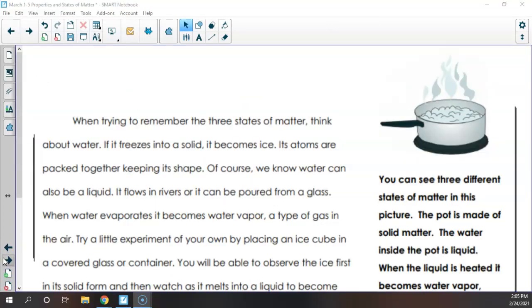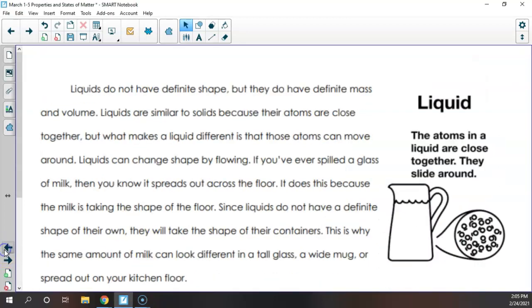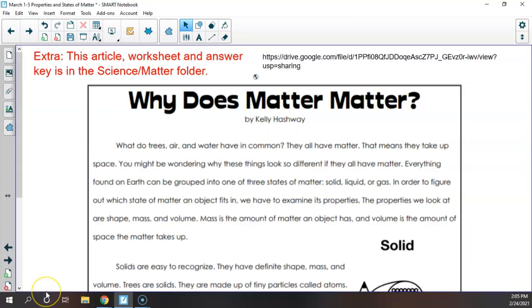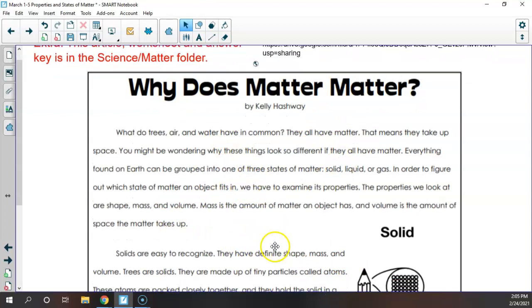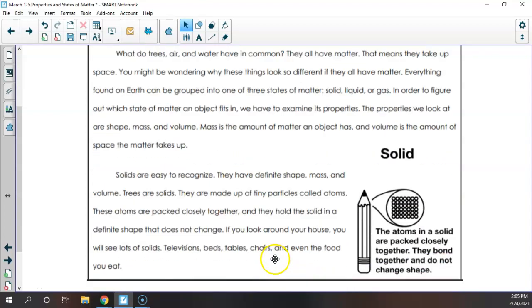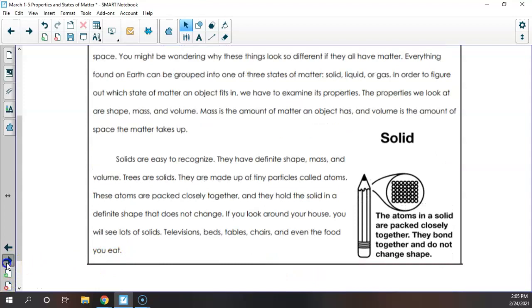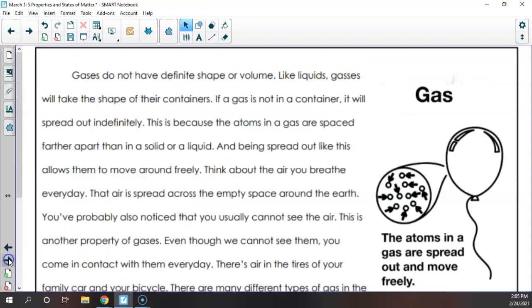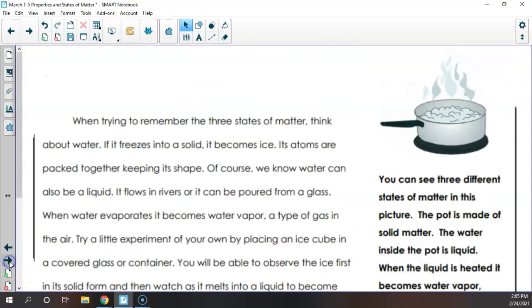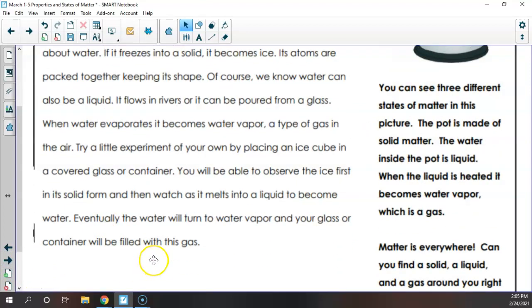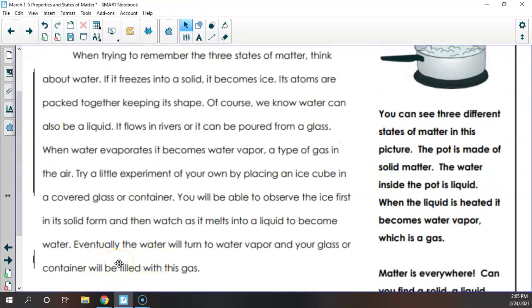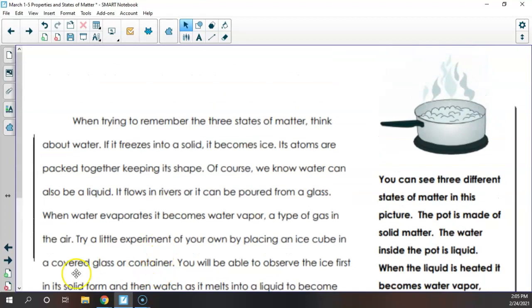So this week in your science assignment for the week, along with this video and other videos, you might see this attached as well, where you read an article about why does matter matter, and it's just a little bit more reading for you to do independently about solids, liquids, and gases. And then afterward, there will be either a Google slide or a Jamboard that goes along with it that I would like for you to see if you can answer after reading the article.